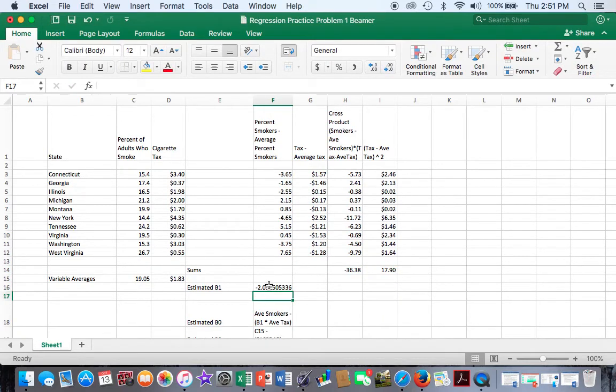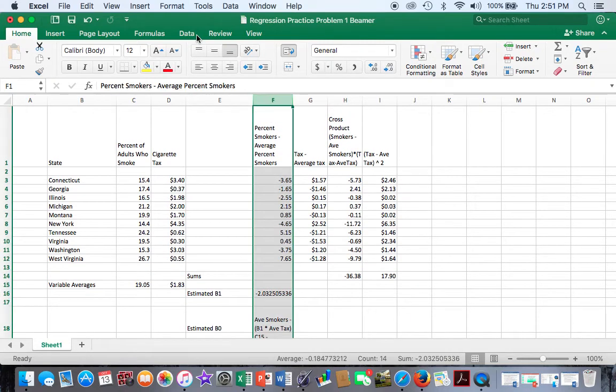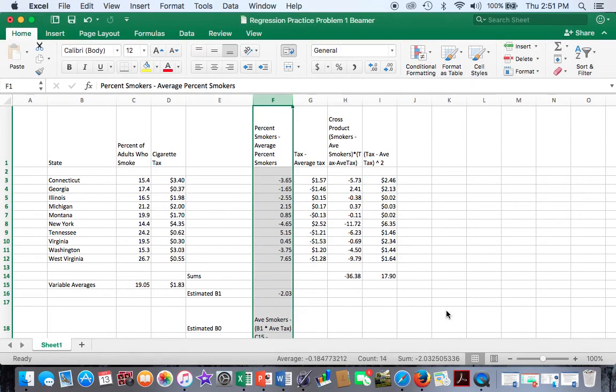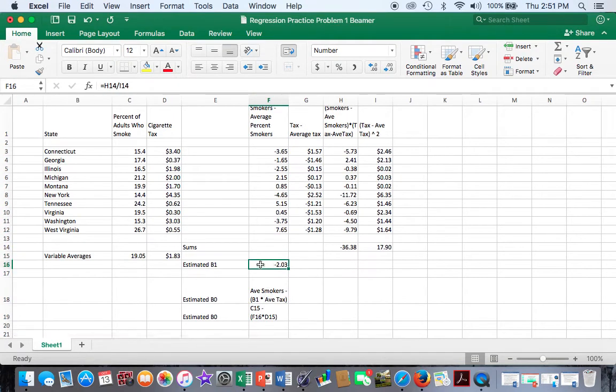And it tells us that we have a slope of negative 2.032. Again, I'm going to format my cell here because it's such a long number. I'll format it to 2 decimals. There's rarely any occasion where you'd want to go beyond 3 decimal points. So what does this tell me? Well, it tells me that for every dollar that cigarette taxes increase, the smoking decreases by 2.03% of the population. So a $3 cigarette tax should decrease smoking by about 6.09%.